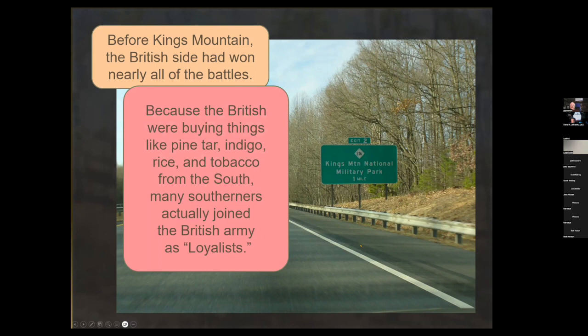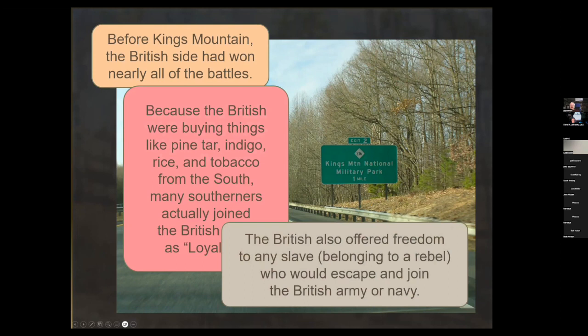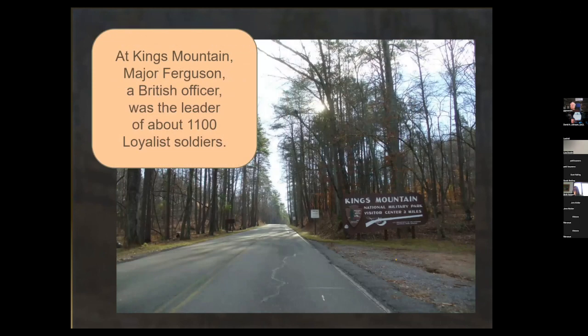Like I say, in the South, well, let's go on. The British had bought two groups of people from the South. The planters who wanted to sell them something, and then the British offered freedom to any slave as long as that slave belonged to a rebel who would escape and join the British Army or Navy. And that turned out to be somewhere around 35,000 of them. At Kings Mountain, Major Ferguson was a British officer. He was the leader of about 1,100 loyalist soldiers and about 300 Native Americans and about 200 ex-slaves that had joined that. In other words, an army that consisted entirely of Americans with one British soldier involved in it.